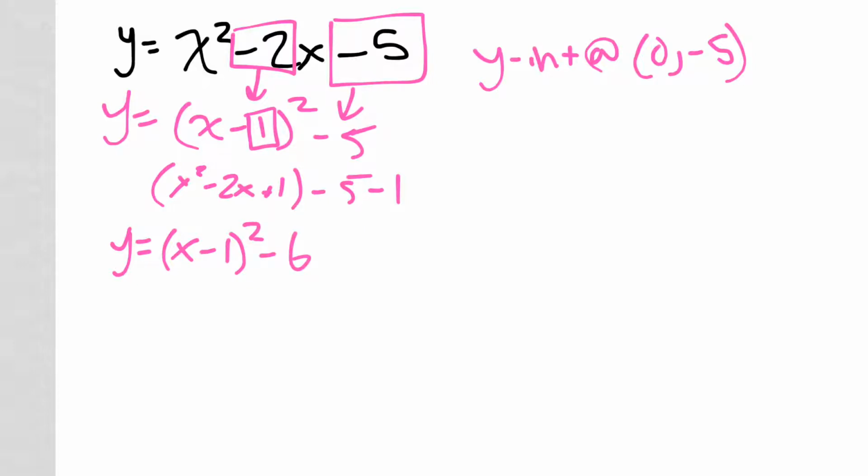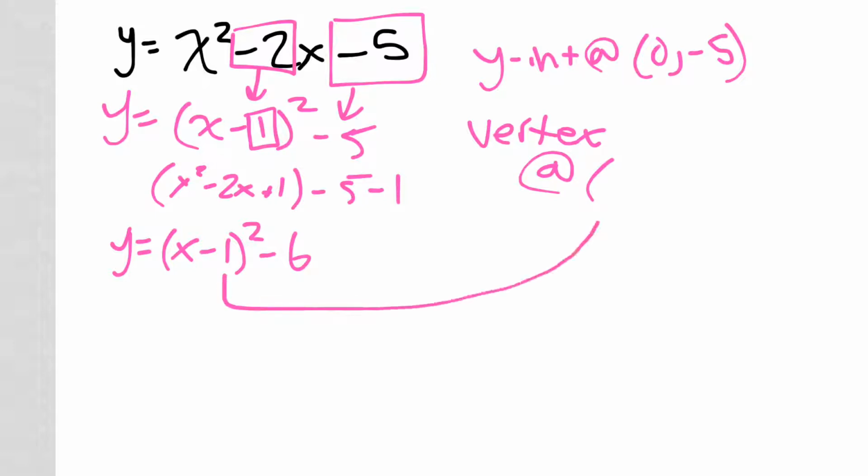And now I can pluck the vertex straight out of there. I will have a vertex at the coordinates. That is going to be my h, the x value of my vertex, is going to be a positive 1, because if you plugged in positive 1 for x, that inside there would be 0. So positive 1, comma, negative 6, right there. That is my vertex. So I found my y-intercept, I found my vertex.